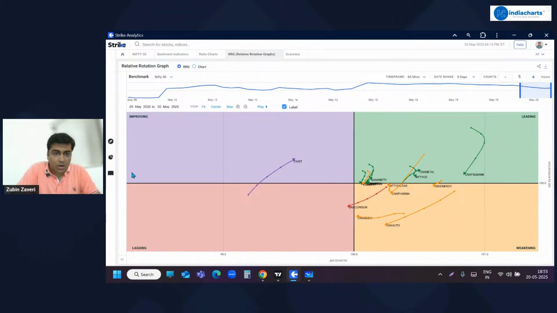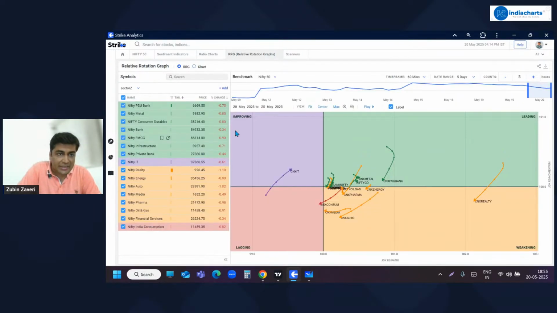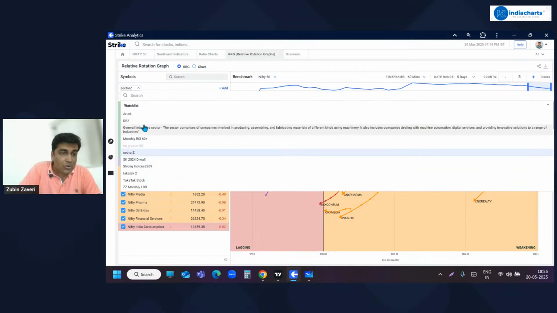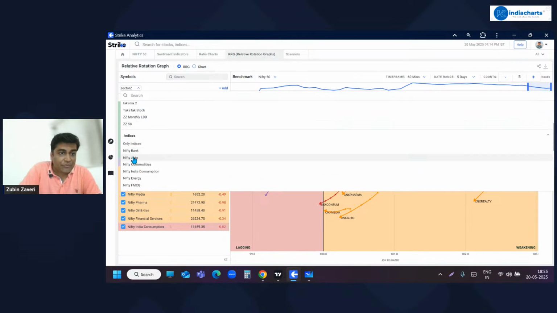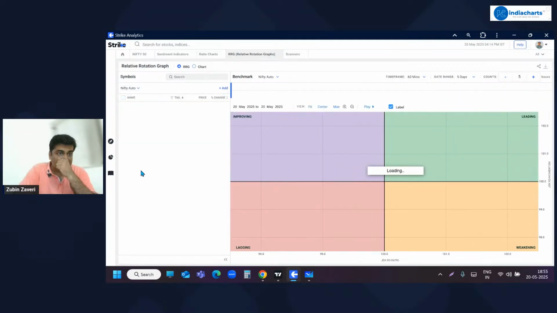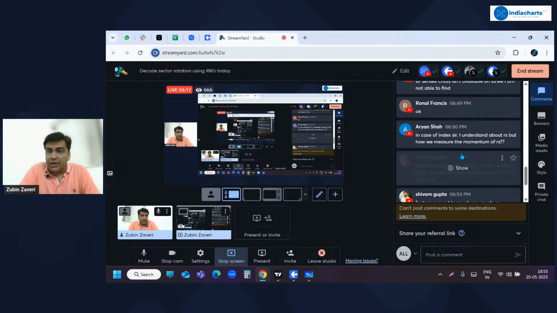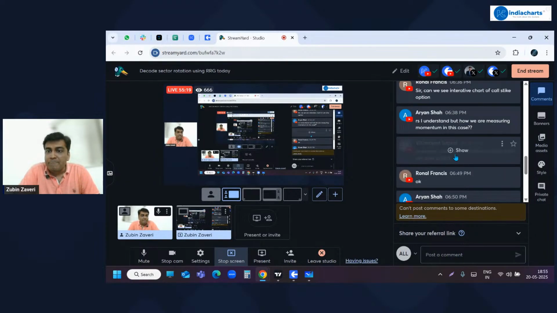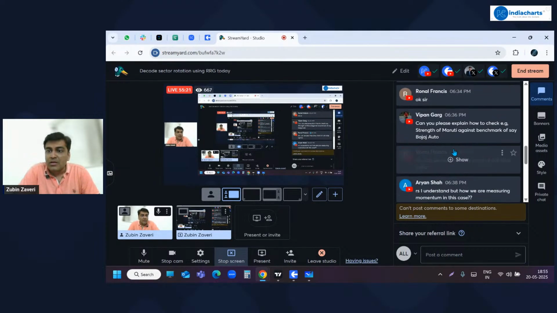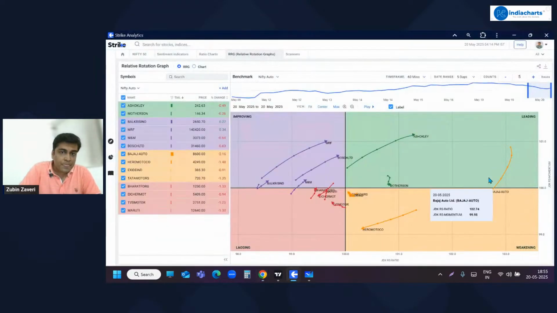So that was about the sectors. Let me get into the auto index. You can come back over here and select Nifty Auto. And when you select Nifty Auto, somebody was asking me about Maruti and Bajaj Auto. So when we look at the stock of Maruti, where is Maruti?